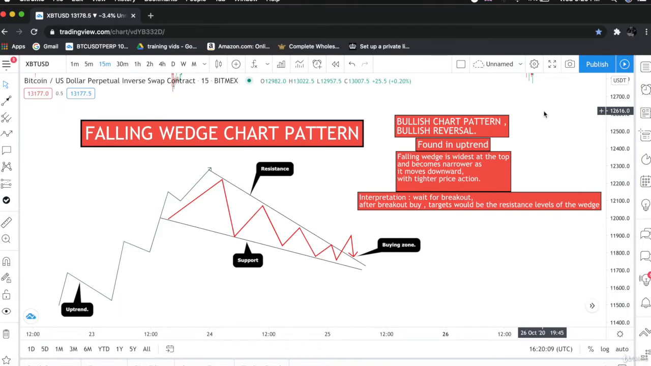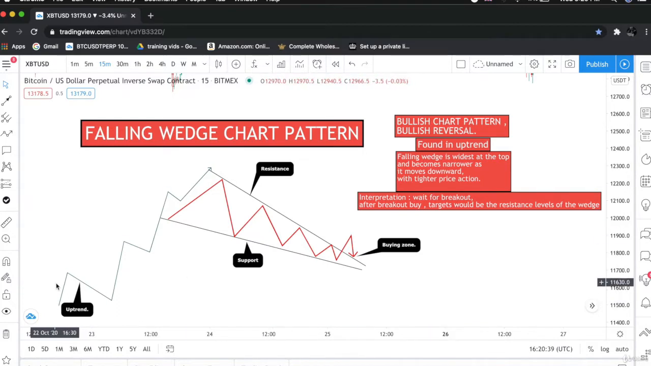Hello everyone, this is the falling wedge chart pattern. The falling wedge chart pattern is a bullish reversal chart pattern, which means that whenever it is formed, the price will rally towards the upside. It is a continuation pattern.